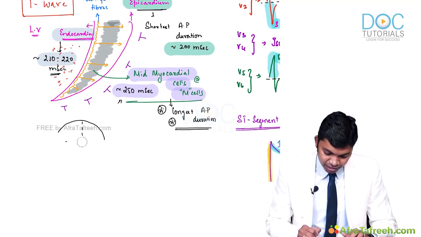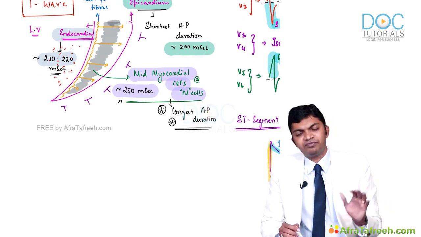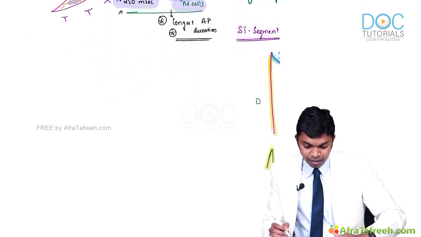Okay, we just finished the P wave, QRS complex as well as the T wave. We just finished the waves of ECG. We will take up segments and intervals.